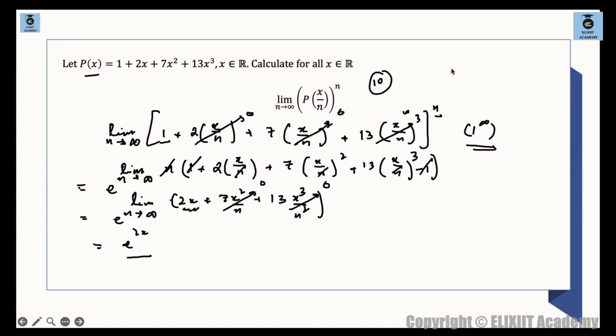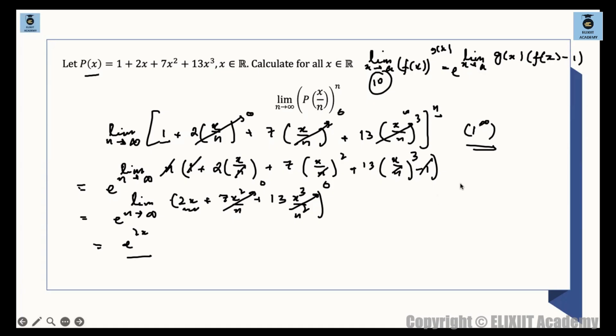Show the proof of this formula: whenever you have 1 raised to the power of infinity, f(x) raised to the power of g(x), basically limit x tending to a of f(x) raised to the power of g(x) is e raised to the power of limit x tending to a of g(x) comes down times f(x) minus 1. You have to show the proof of this formula.